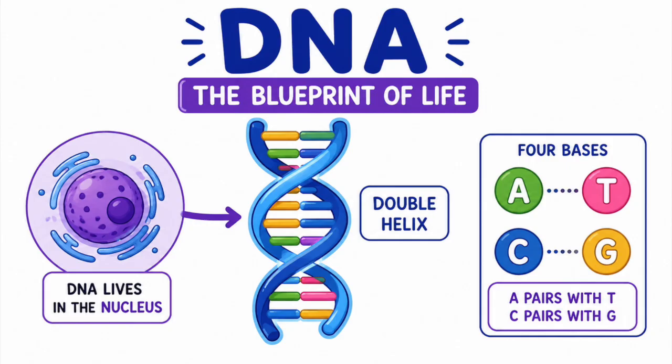DNA is often called the blueprint of life because it contains the instructions needed to build and maintain living organisms. DNA has a twisted ladder shape called a double helix. The sides of the ladder are connected by 4 nitrogen bases: adenine, thymine, cytosine, and guanine, which are commonly represented by the letters A, T, C, and G.